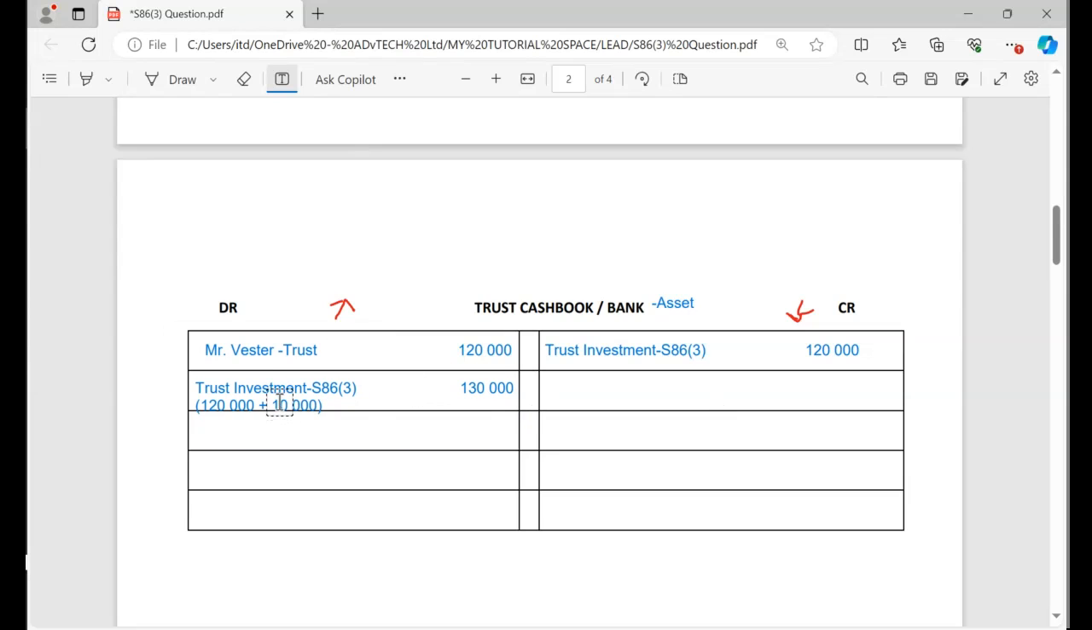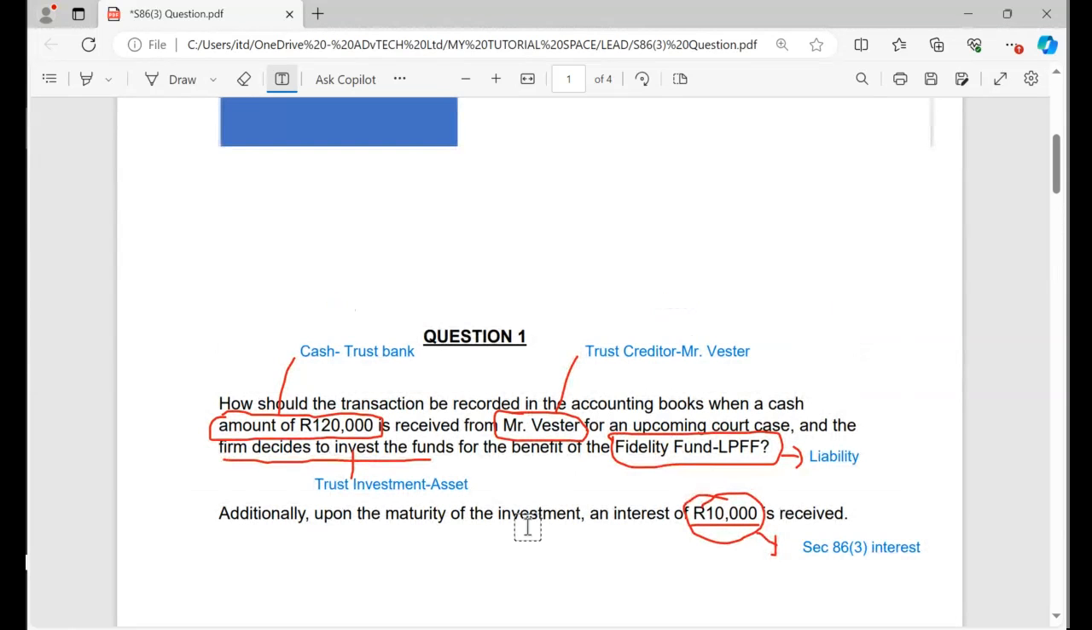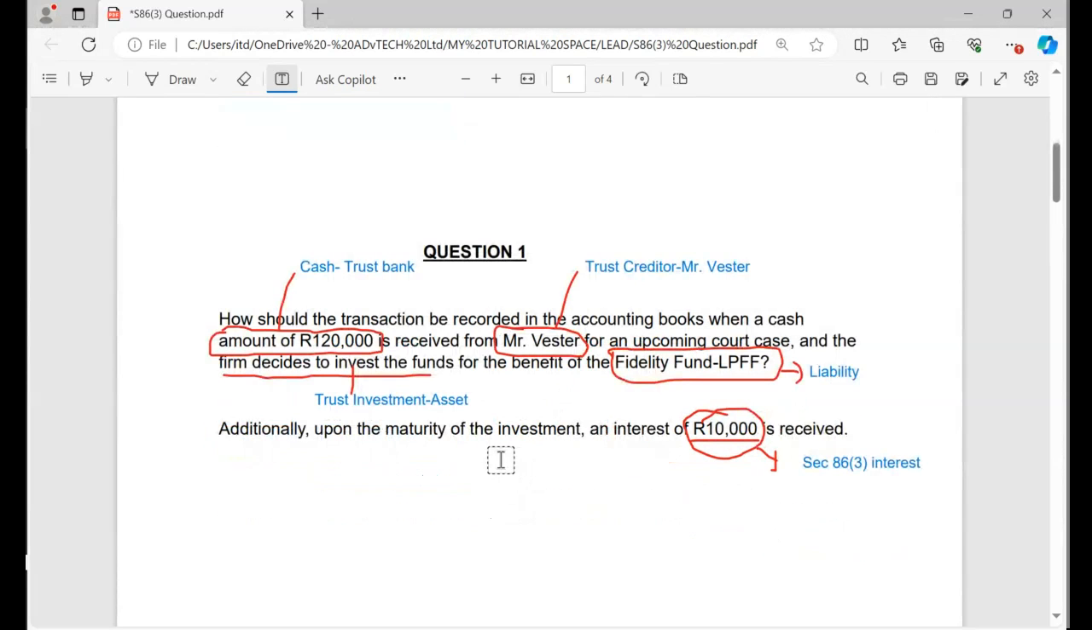Or maybe you can say trust investment 120, section 86.3 interest 10,000. For me, I won't even penalize you for that. I don't think they will penalize you for that. I hope it makes sense. Now, what must we do thereafter? If the question says you need to pay the interest that you received to the beneficiary, you need to pay. But if they don't say anything about paying the interest, you just have to leave it like that, and balance the account.